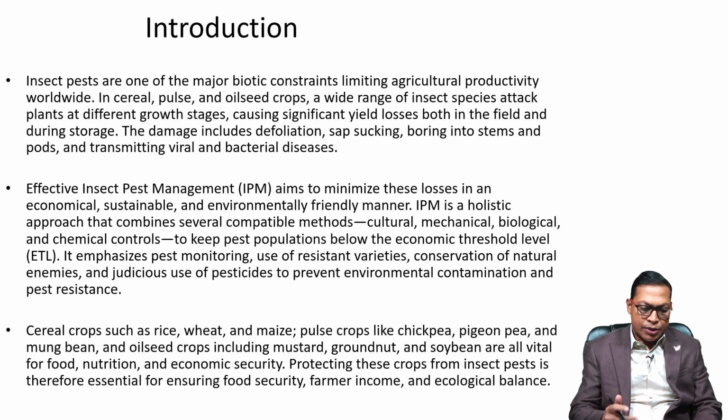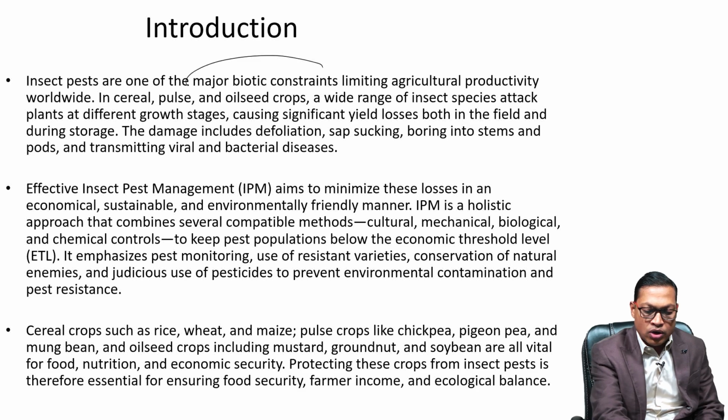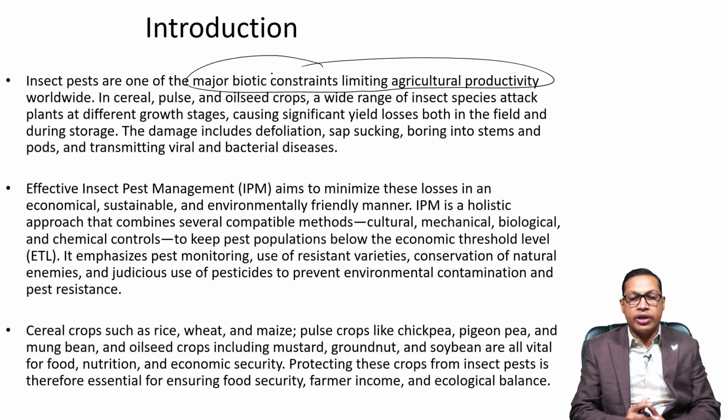Insects are one of them, another biotic factor which causes economic losses in our yield. Insect pests are the major biotic constraint limiting agricultural productivity, not only in India but worldwide. So how can these cereals and oilseeds be protected from a wide range of insect pests? They show some damaging symptoms, and if we understand the damaging causes and symptoms of these insects or pests, we can manage them very easily.